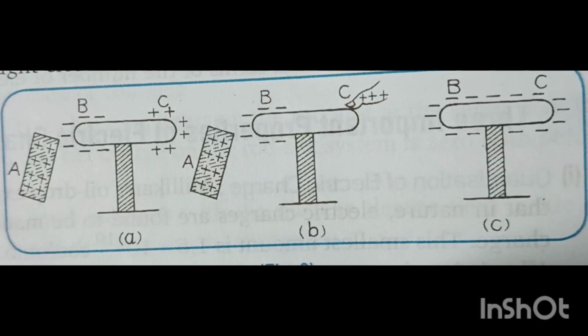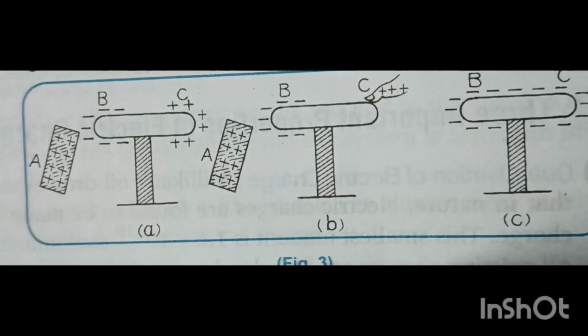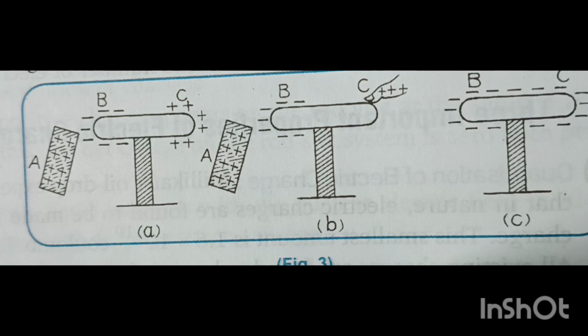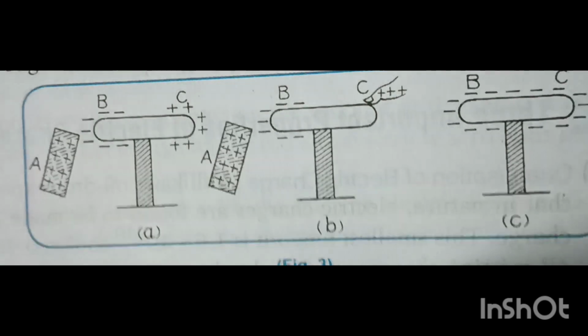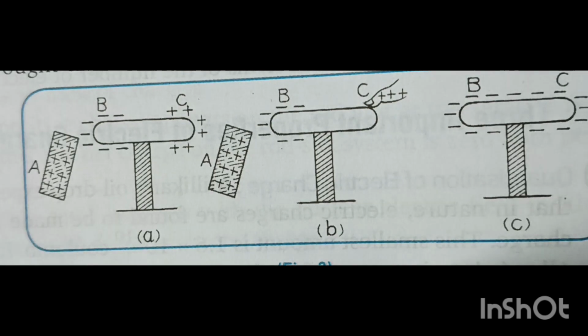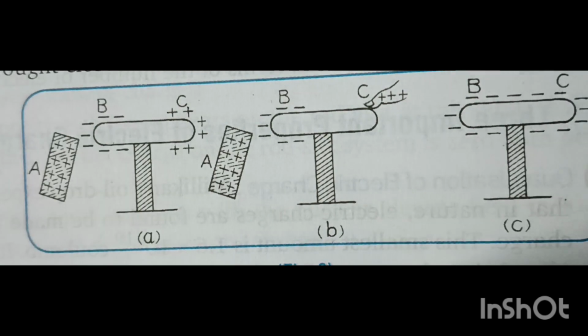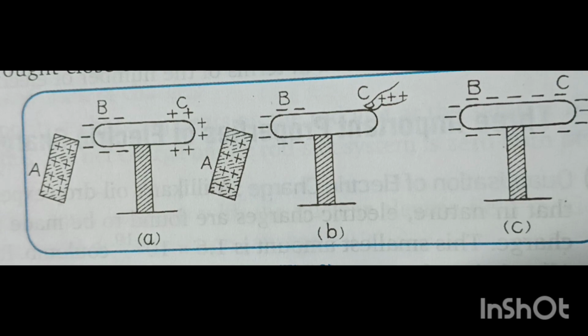Now let us see what is electrostatic induction. The process in which the charged body induces charge in an uncharged conductor placed near it without touching the conductor is called charging by electrostatic induction. Let us see this example. There is a body A with some positive charge and body B, the stand shown, which is an uncharged body, and we want to charge it by induction.